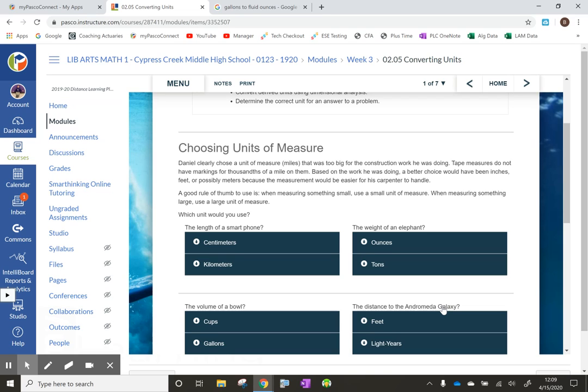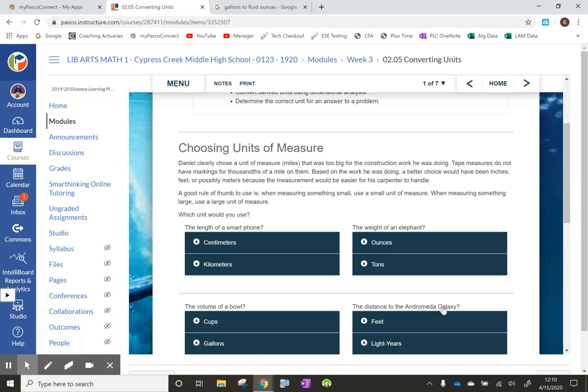So, for example, there's a lot of different ways to describe a distance, right? You can use inches, centimeters, meters, miles, kilometers. There's so many different ways to describe distance. But which unit is best for a particular distance?